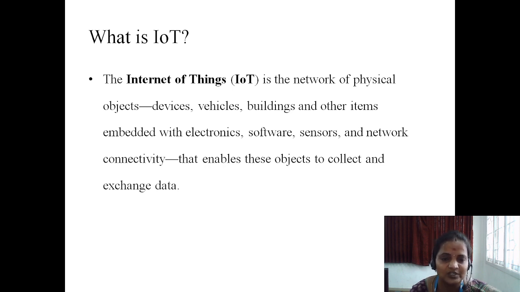So these are the objects which we are going to embed with some electronics, software, sensors and network, and we need some internet connectivity in order to enable those objects to collect data from the external environment, and we are going to exchange those data. Again I'll give you the definition of IoT. IoT is nothing but things that collect and share data from the external environment with other devices.